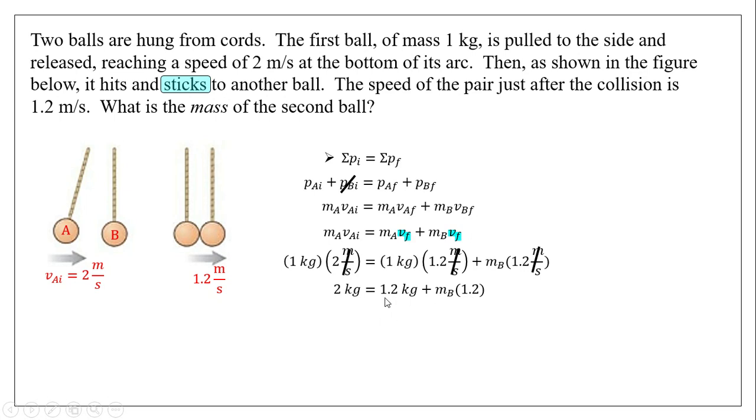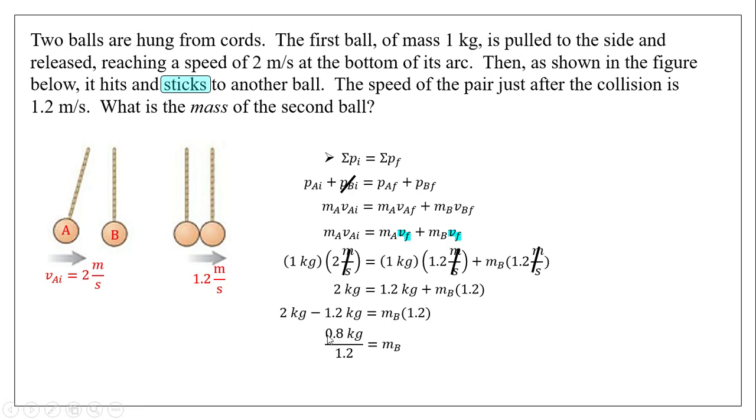I'm going to combine like terms. The next algebra step is to move this 1.2 from the right side of the equal sign to the left side, so it becomes minus. So I have 2 minus 1.2, which is equal to the remaining term on the right, MB times 1.2. 2 minus 1.2 gives us 0.8. To get MB by itself, you have to divide both sides by 1.2, which is why the 1.2 is in the denominator. So I did two steps in one: I simplified the left side of the equal sign, and at the same time I divided by 1.2.